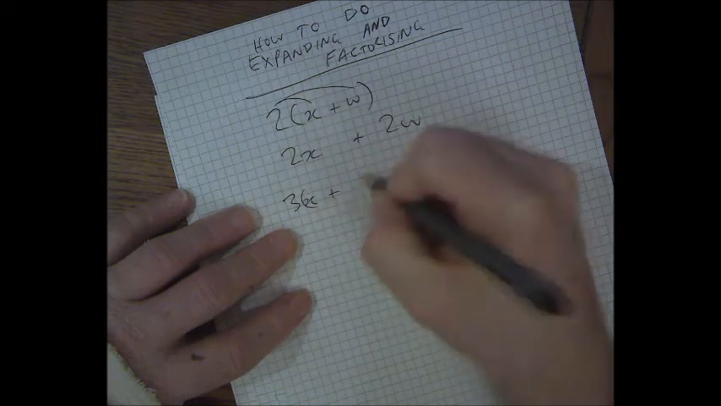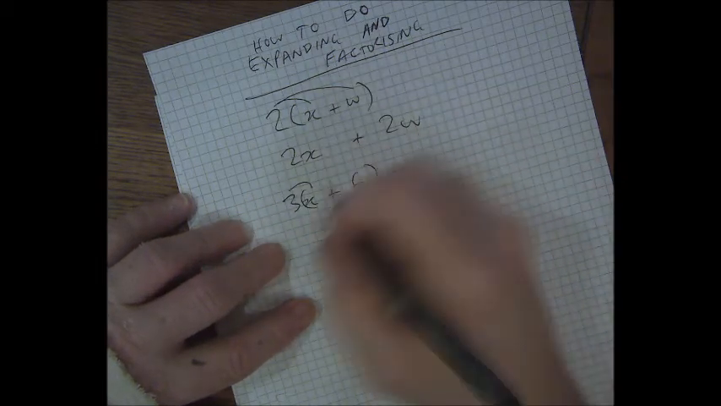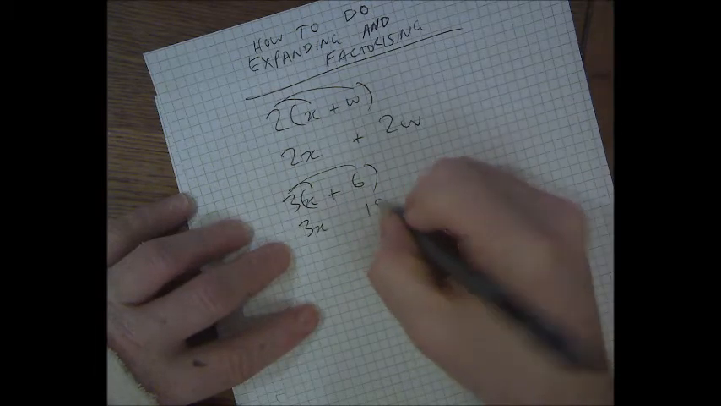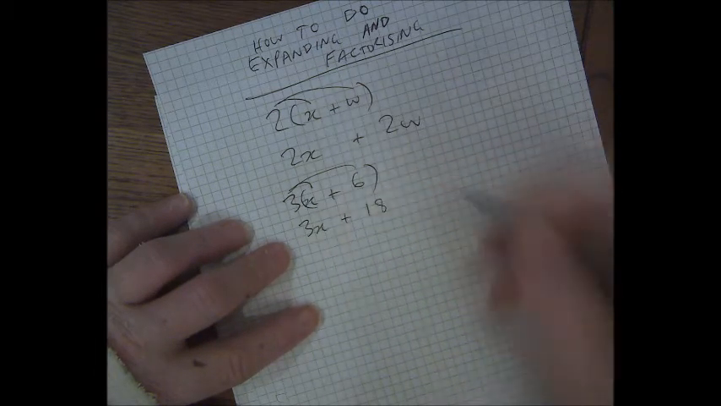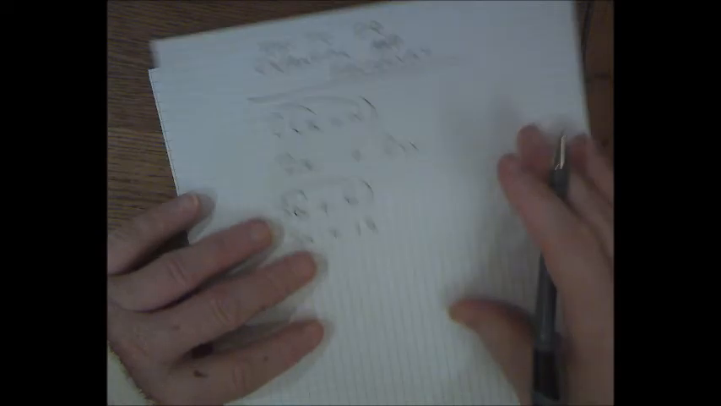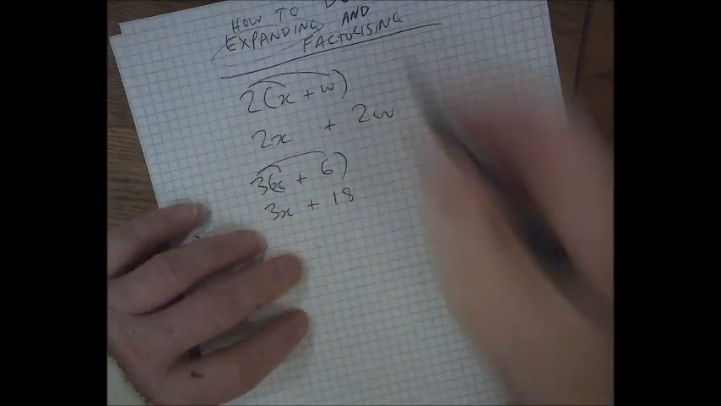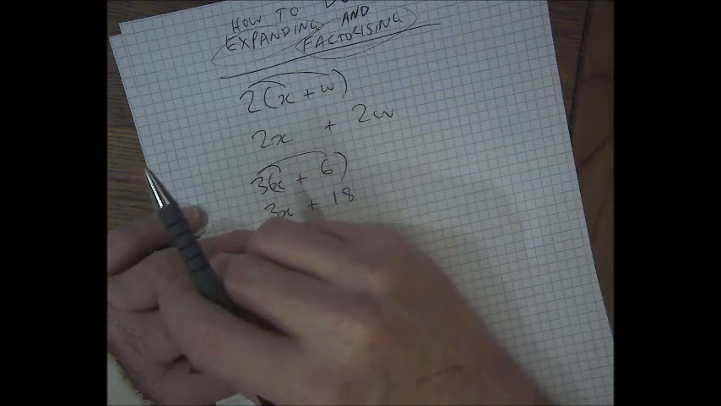Give you another example. 3 times x is 3x. 3 times 6 is 18. Plus in between the questions, plus in between the answers. So that's called multiplying out the brackets, which people often call expanding. Factorising is the reverse process of that.